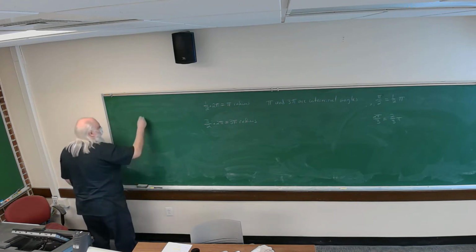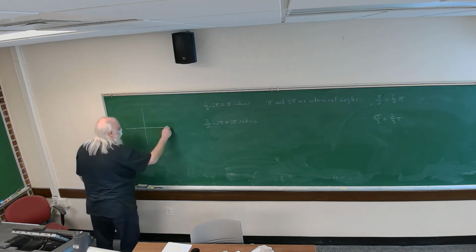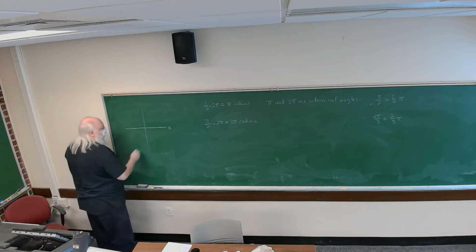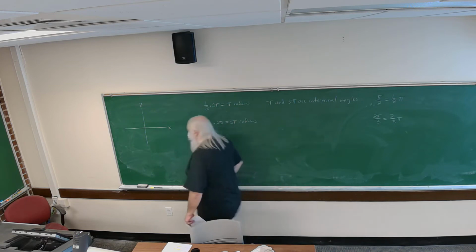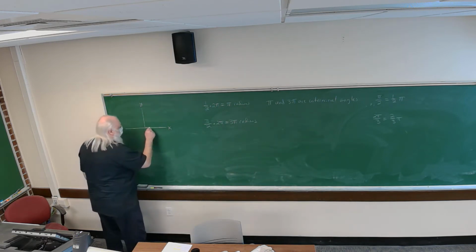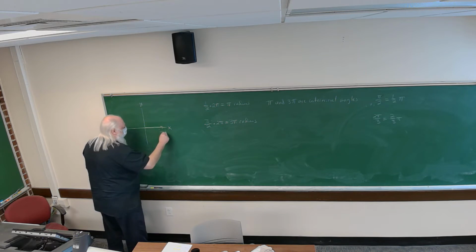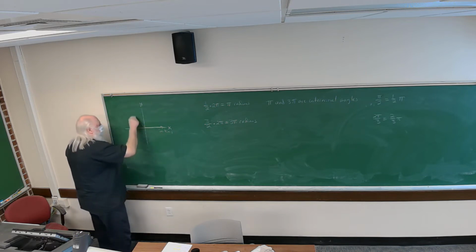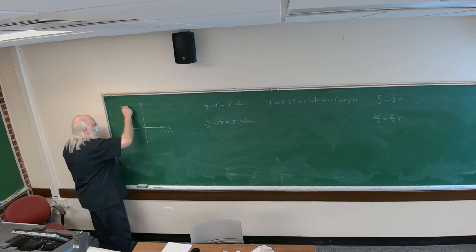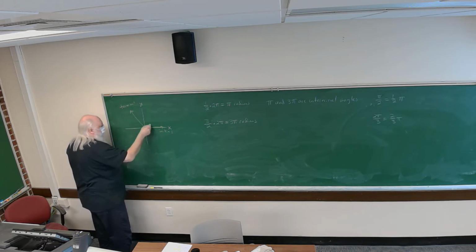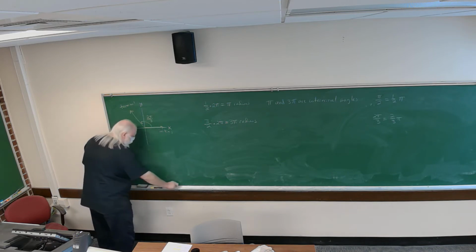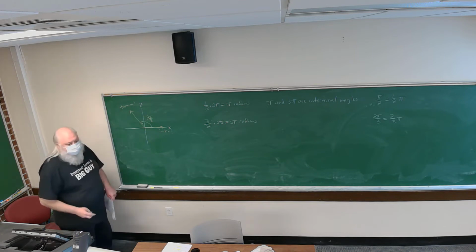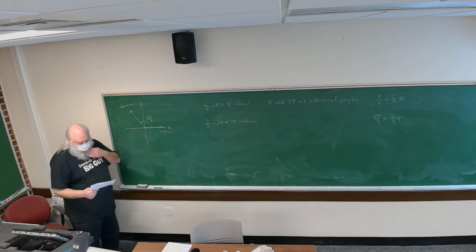So the terminal side of the angle is going to be somewhere in the second quadrant. The angle is greater than pi over 2, but less than pi. Here's the initial side, and then the terminal side is somewhere in the second quadrant. So this is the graph of the angle 2 pi over 3. It's bigger than pi over 2, but less than pi.